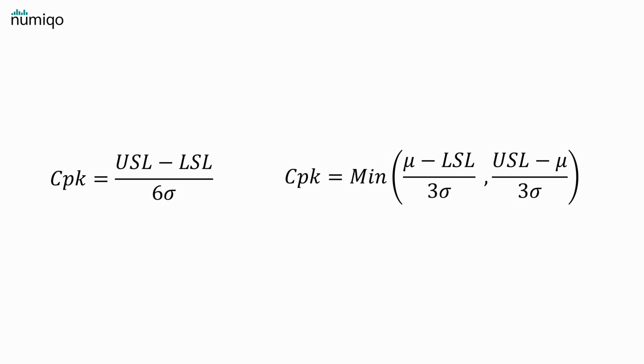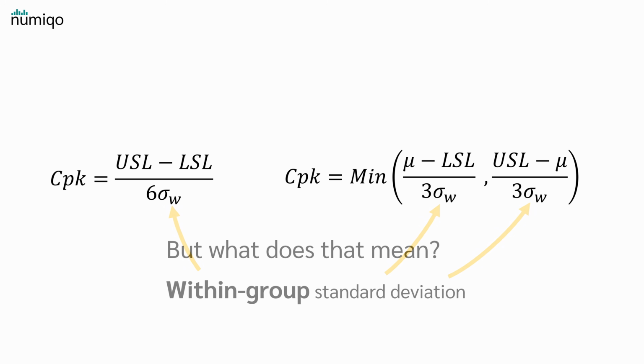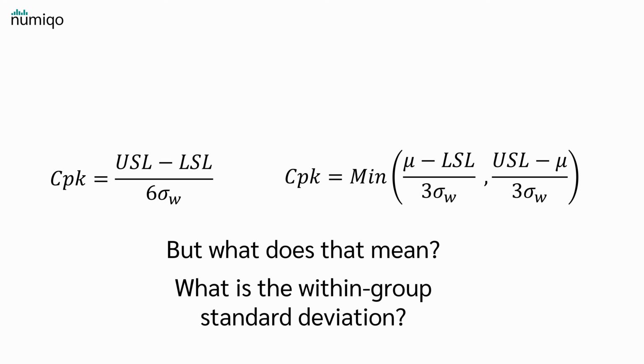Great! Now we know what CP and CPK is. But what about PP and PPK? Earlier I said that sigma is the within-group standard deviation, so let's denote it as sigma W. But what does that mean? What is the within-group standard deviation?